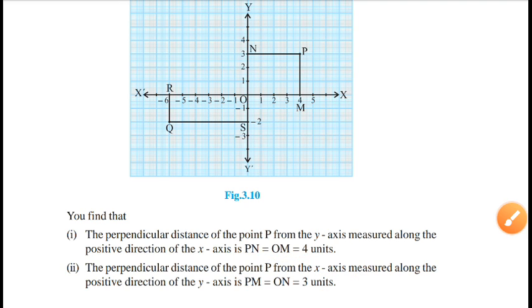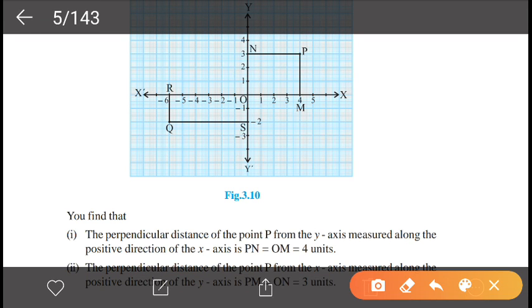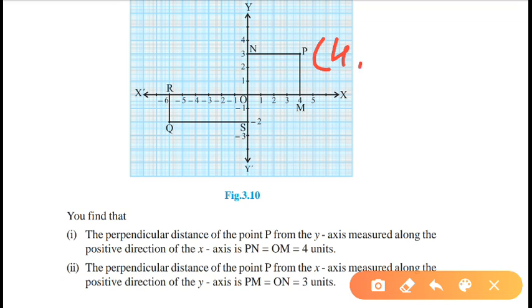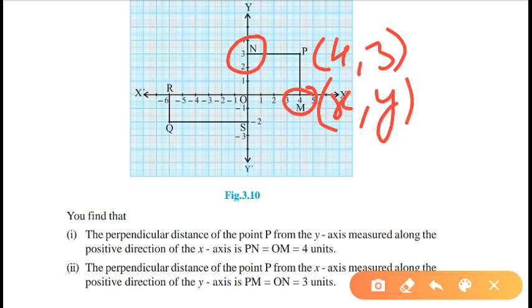Okay. So you can say that P has a coordinate of 4 comma 3. As you can see, on the x-axis it is 4 and on the y-axis it is 3. So 4 comma 3. I told you that x is written first and y is written afterwards. So this is the coordinate of point P.